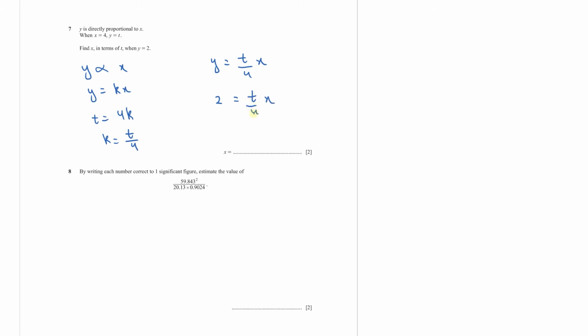So if I take this 4 to the other side, it will be multiplied. So this will become 8. This t will go into the denominator down here. So this will be 8 over t equals x. So x is 8 over t when y is 2.